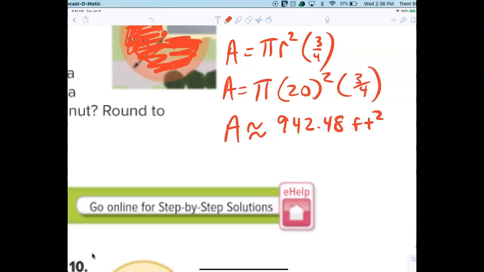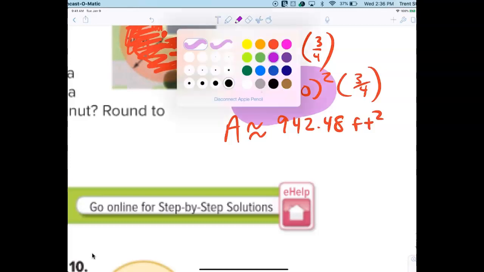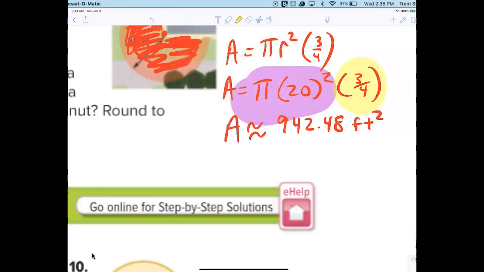942.48 square feet. Why doesn't the square go at the end of the column? Listen to me now. I understand your question. This represents the area of the circle, correct? I only want what part of the circle? 3/4. That's right. So I'm taking 3/4 of that amount. So you do pi r squared, then times 3/4.